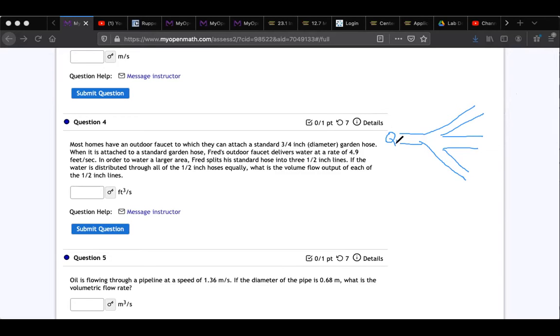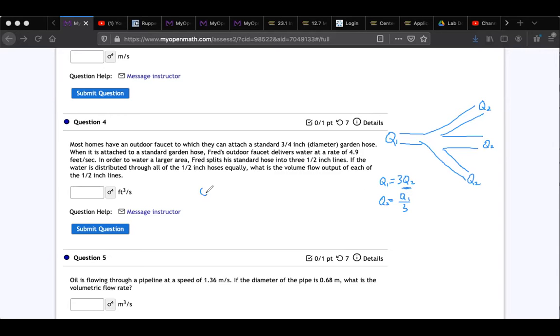So we call this Q1. We call this Q2, and Q2 is what they want us to calculate. So we call each one of these Q2. That means there's 3 of them, and that's our first equation: Q1 equals Q2 times 3. Now, since we're trying to solve for this value, we can just say that Q2 equals Q1 divided by 3. But we still have to solve for Q1.